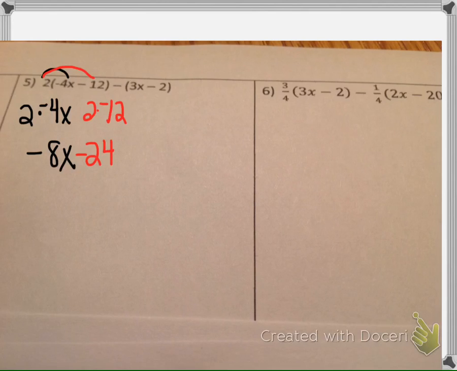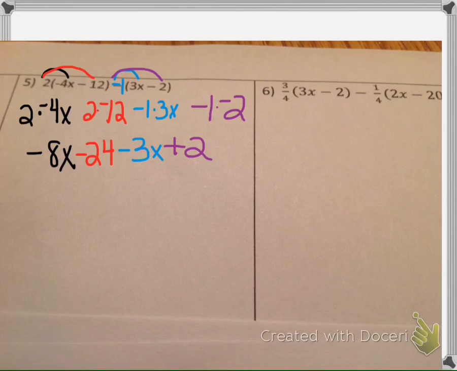And then we have a negative, and there's an invisible 1 here that we're going to distribute. A negative 1 times 3x, which is a negative 3x. And then that same negative 1 needs to be distributed to the other guy. You got to say hello to everybody in the house. Negative 1 times negative 2, which is a positive 2.